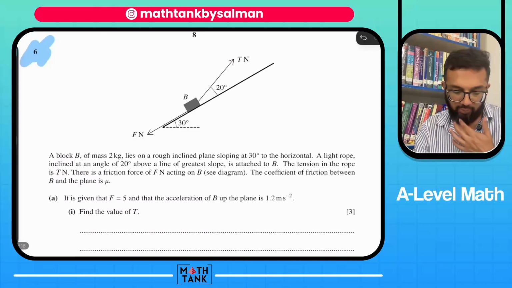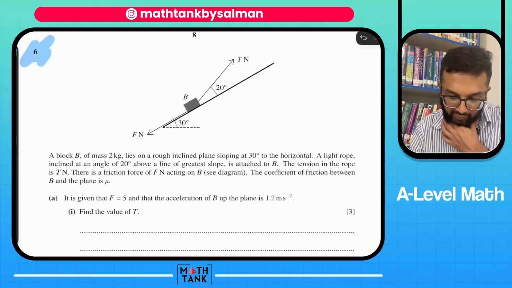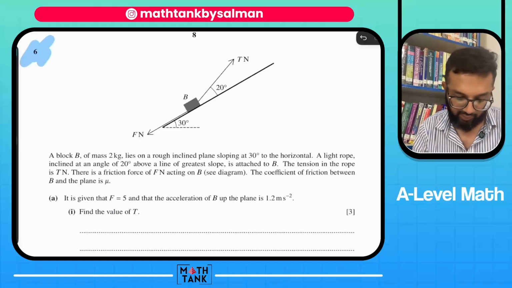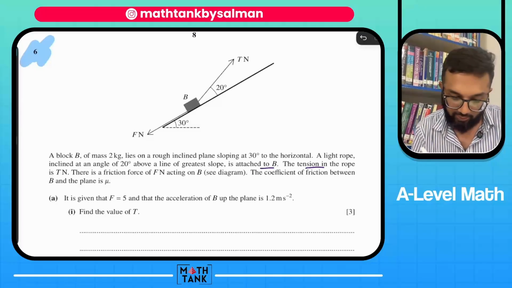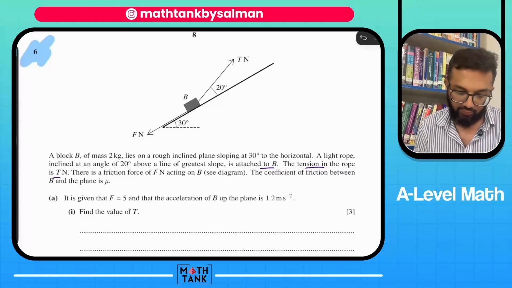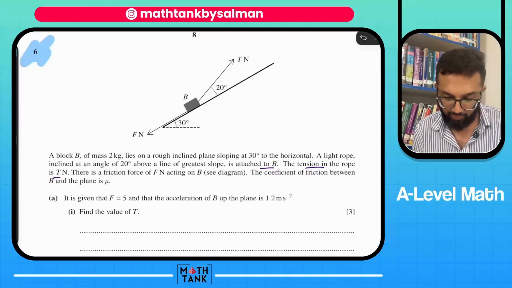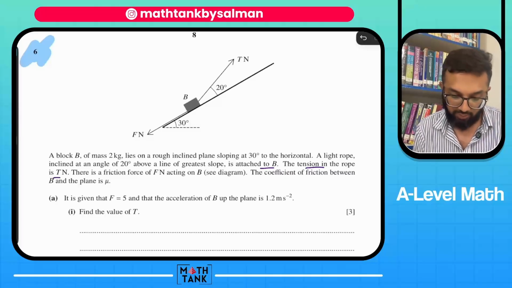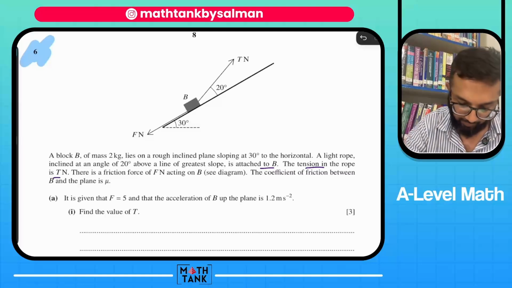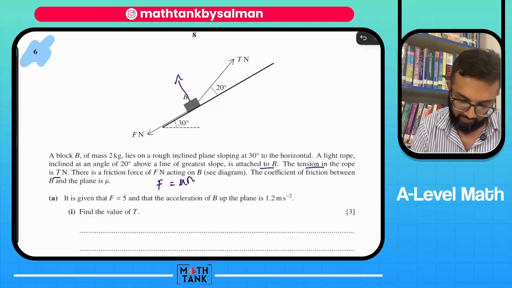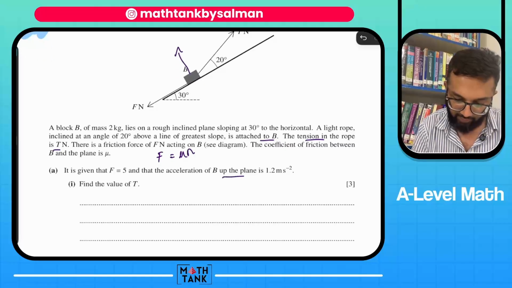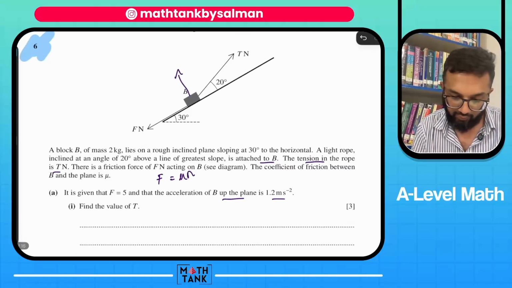Okay. A block B of mass 2 kg lies on a rough inclined plane. A light rope inclined at an angle of 20 degrees above the line of greatest slope is attached to B. The tension in the rope is T newtons. There's a friction force of F newtons acting on B. The coefficient of friction between B and the plane is mu. It is given that F equals 5 and the acceleration of B up the plane is 1.2. Find the value of T.